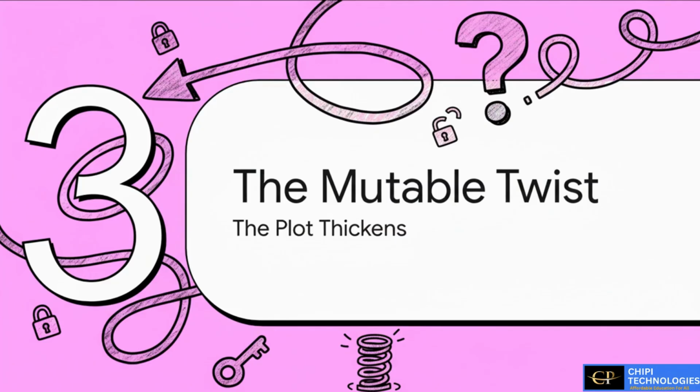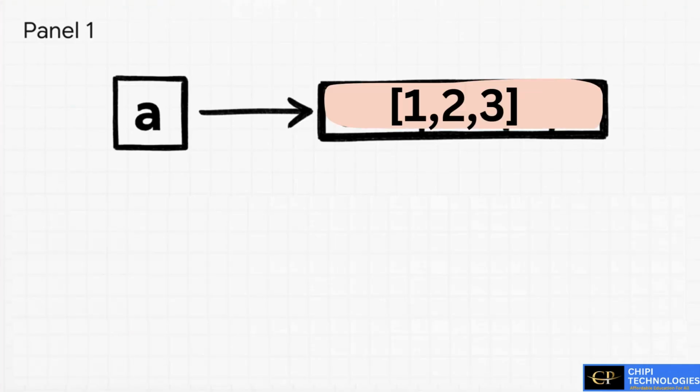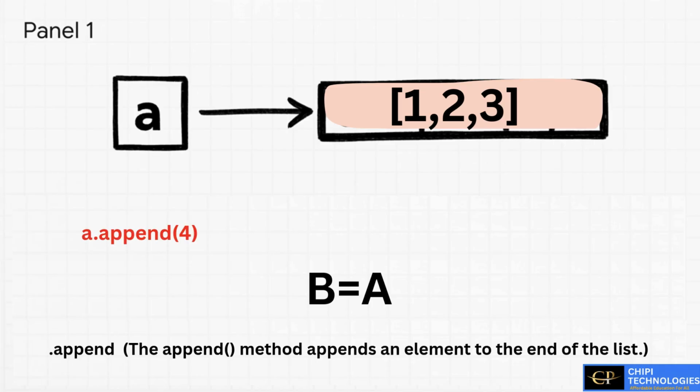Let's add a little twist to our story. This time, let's try it with a list. The setup is almost identical. We create a list called A with a few numbers in it. Then, just like before, we say B equals A. But this time, we're not going to reassign A. We're going to modify it directly with .append(4).